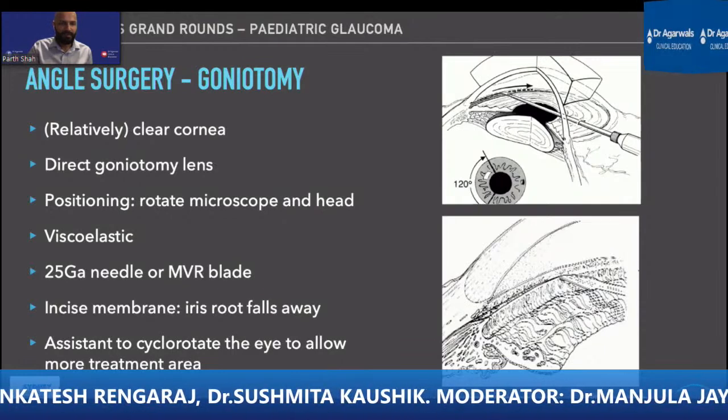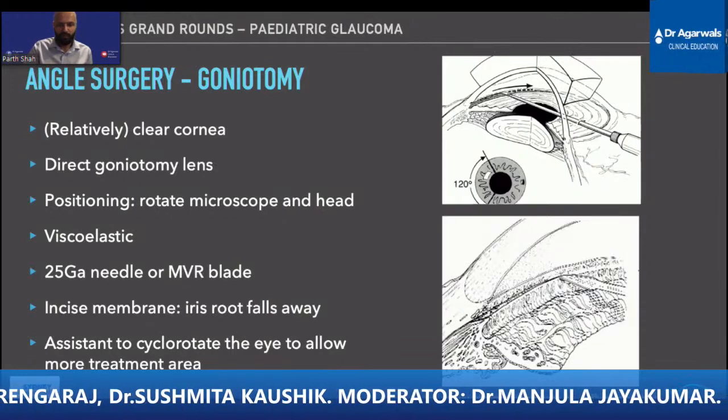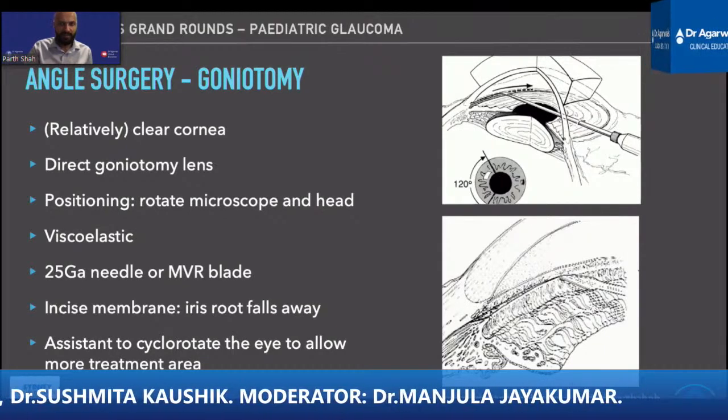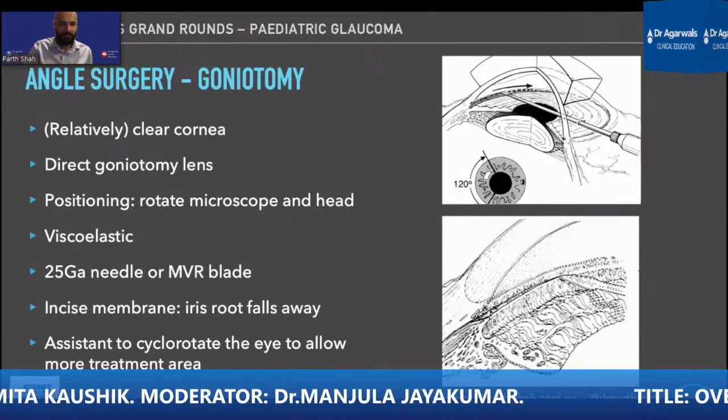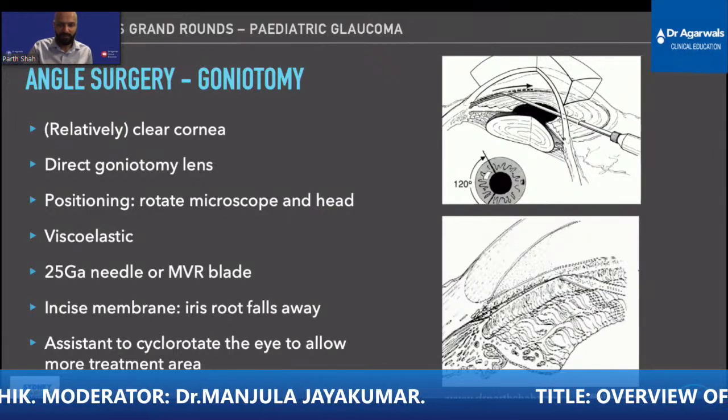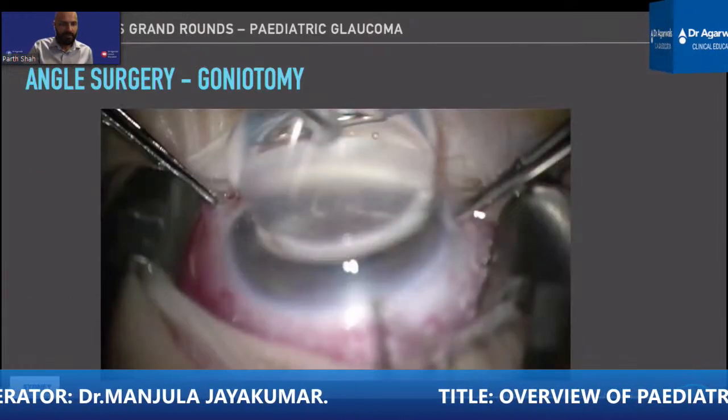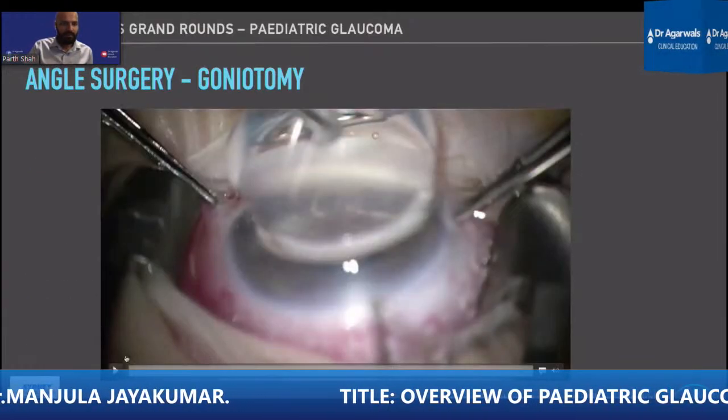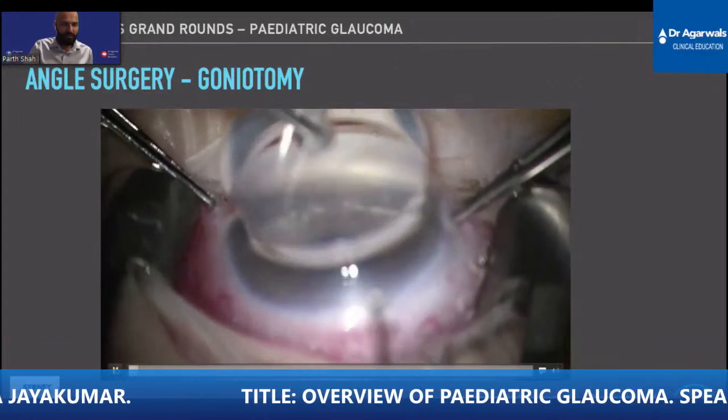An assistant to rotate the eye can allow for more treatment area. It's important that the assistant holds the eye in a stable fashion so that the AC doesn't collapse. Hopefully this video will show you an example of a goniotomy.